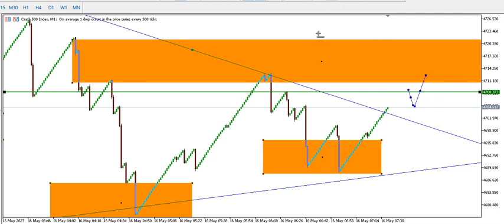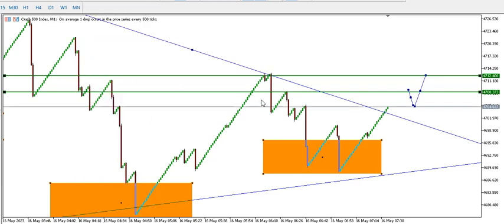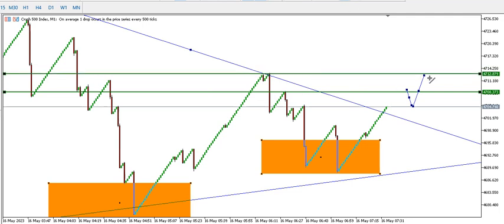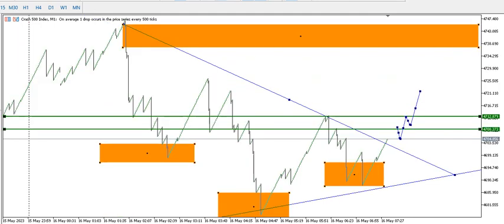If it gets to this point again, we might see another little spike, then price will go up in response to the inverted head and shoulders that we can see. Okay, so that's that for Crash 500 Index. That's that for today's video.